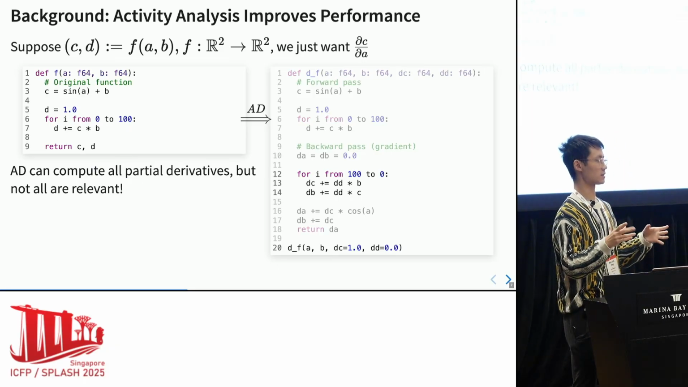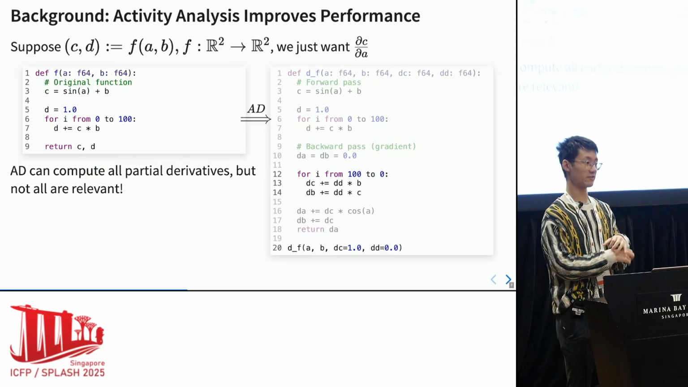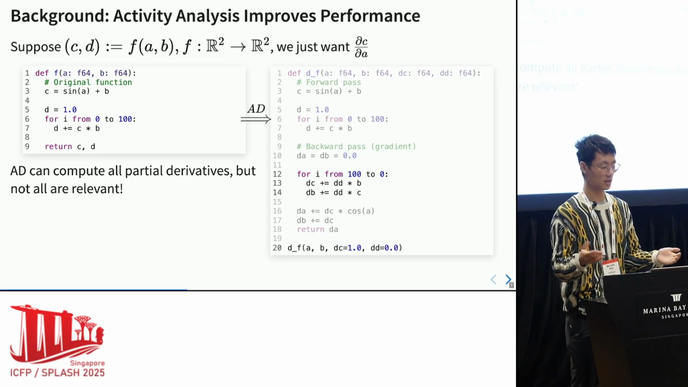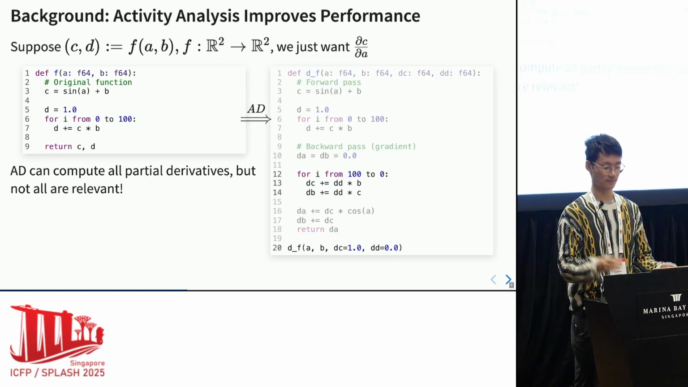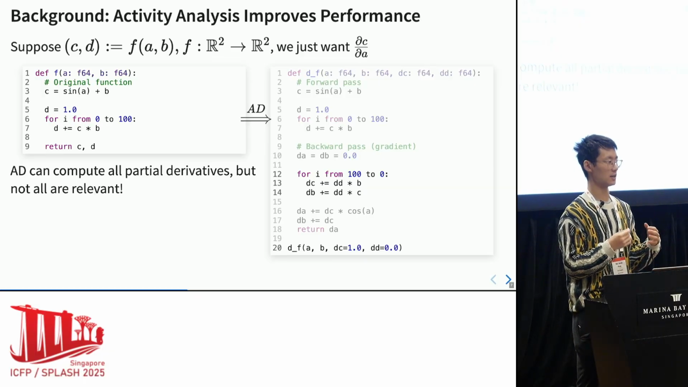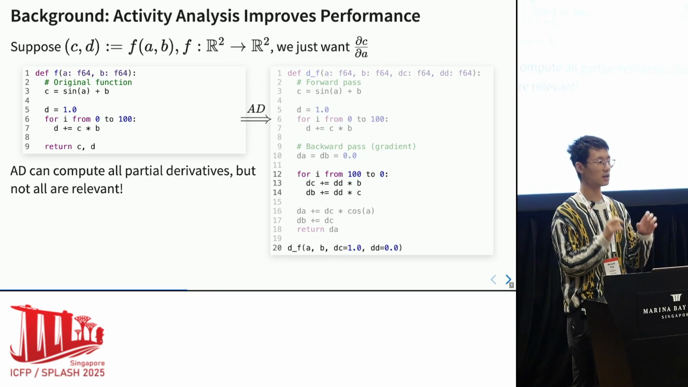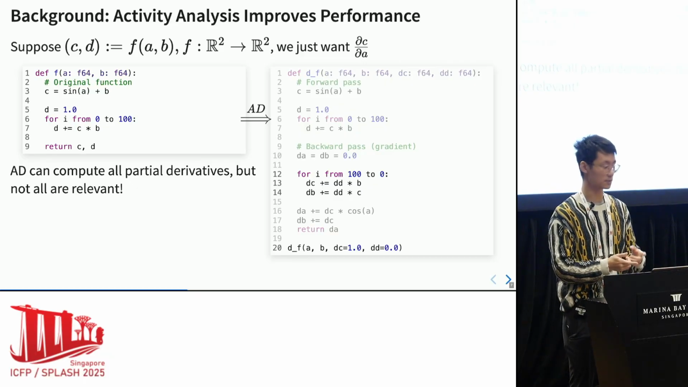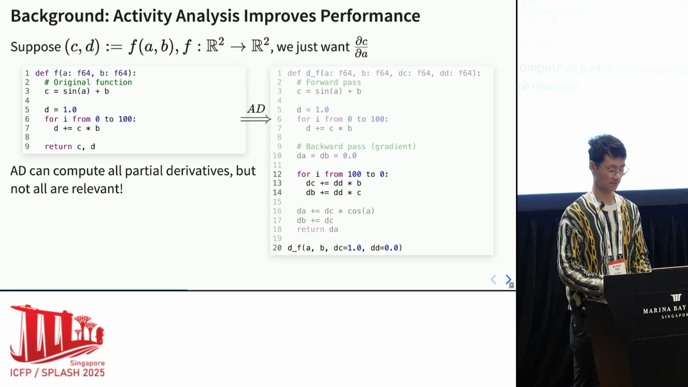So AD gives us this very general method for computing all of the potential partial derivatives in the Jacobian matrix, but depending on your application, not all of them will be relevant. And activity analysis is a way to communicate this to the system statically at compile time such that these loops won't even be generated in the first place.